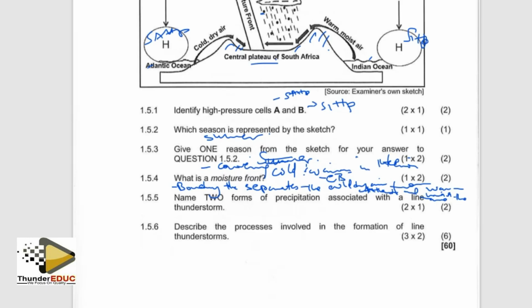All right. Give two forms of precipitation that are associated with this line thunderstorm. First of all, you can see that there is heavy rainfall, where precipitation is any form of water in the atmosphere. So we have heavy rains, and if you expect heavy rain, you can see some kind of hail within this kind of rain. So another form of precipitation is hail. The mark allocation says 2 times 1, so we have to give 2 answers.